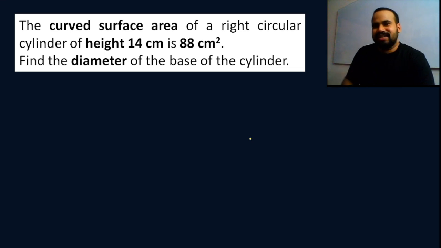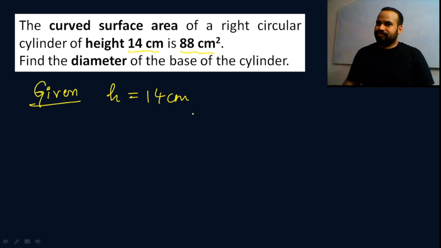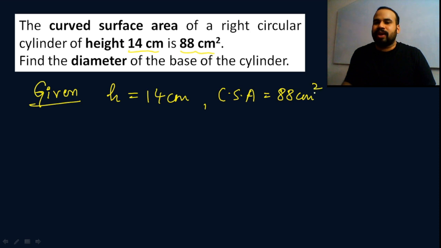Let us now take a simple problem to understand the concept better. The problem says the curved surface area of a right circular cylinder of height 14 centimeters is 88 square centimeters. Find the diameter of the base of the cylinder. Let us just write what is given in the problem. The height of the cylinder is given as 14 centimeters. The curved surface area is 88 centimeters square. We have to find out the diameter of the base.